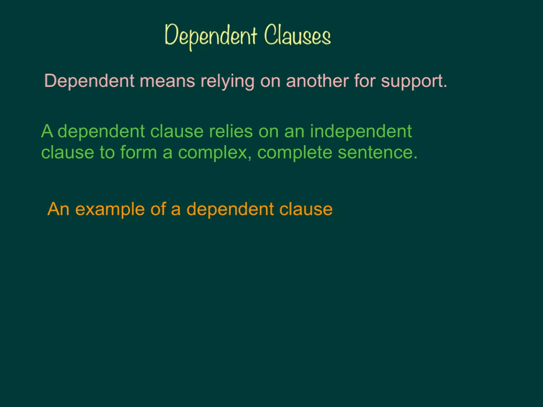The next type of clause that we need to discuss is a dependent clause. Dependent means relying on another for support, like you do on your parents. So therefore, this is the antonym to what Mr. Moyer just told us about. A dependent clause relies on an independent clause to form a complex, complete sentence. So therefore, it cannot stand alone.